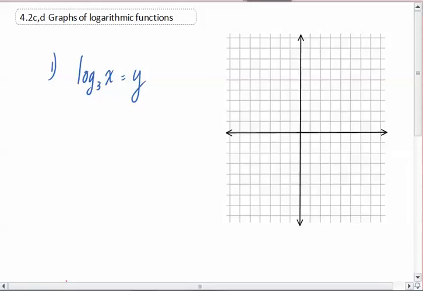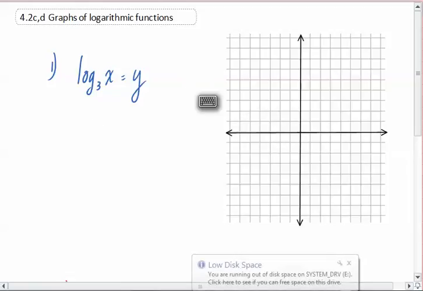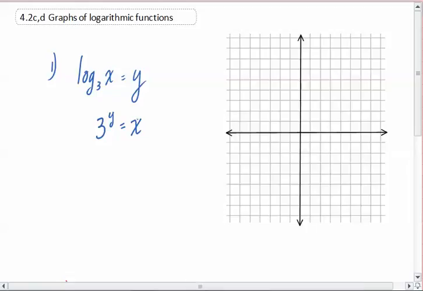Alright, well, we're going to take a look at graphing logarithmic functions. Log base 3 of x equals y. Now, I'm going to rewrite this in exponential form. It's still a log, but we're going to make it look like an exponent. You notice that the y is in the exponent spot. That lets me know that it's a logarithm.